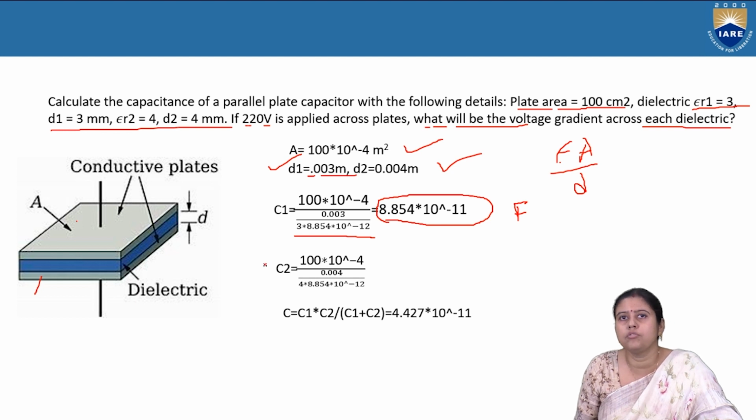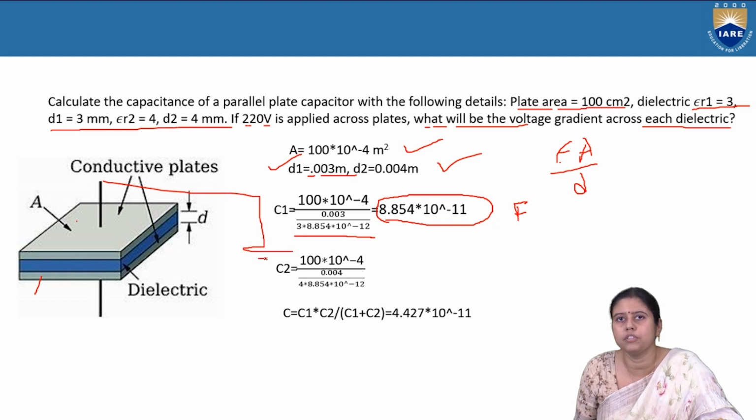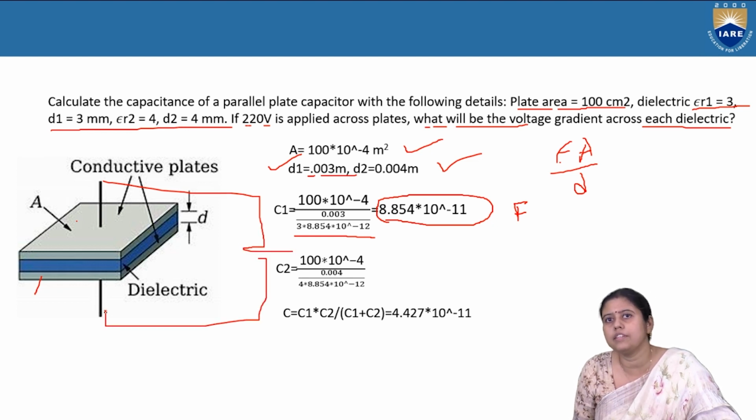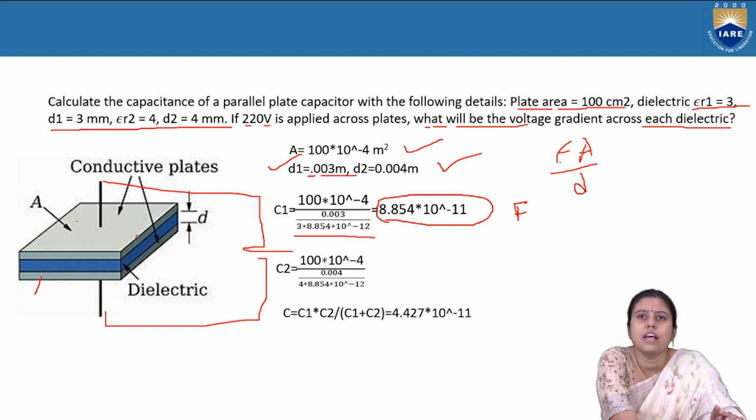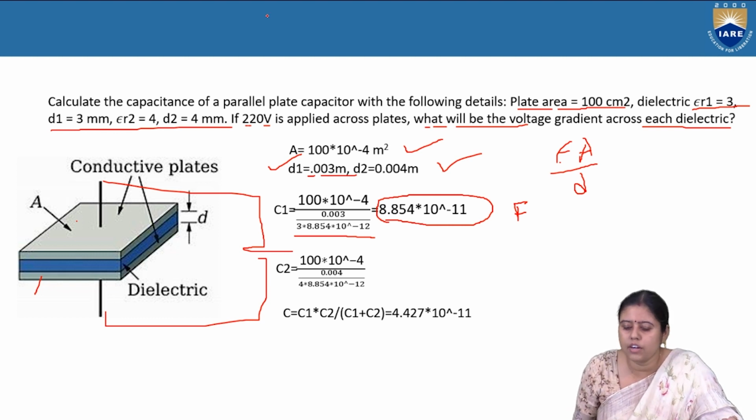So we got C2. Now you can see that if we connect the battery with this, both the capacitors are in series connection. Series connection means C1 into C2 by C1 plus C2, and we got the capacitance value 4.42 farad. So we got the capacitance.